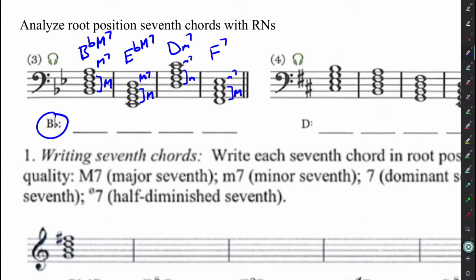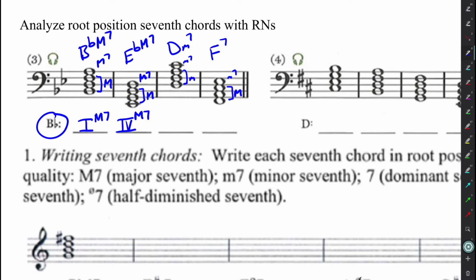Next, I'm going to translate that into Roman numerals. B flat is the first scale degree in the key of B flat, so I'm just going to write capital Roman numeral 1, superscript major 7. The next one, we have E flat major 7. E flat is the fourth scale degree in the key of B flat, so I'm going to write capital Roman numeral 4, superscript major 7.